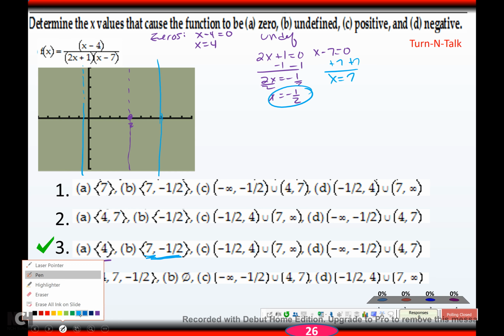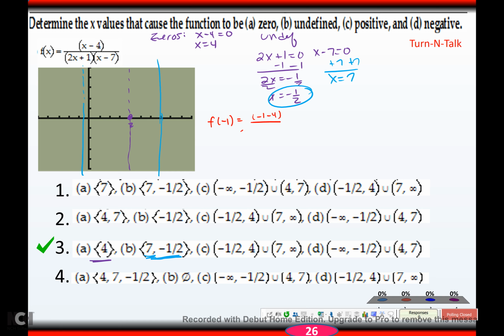Okay, so now we do our sign chart. I'm going to pick something down here. I'm going to pick negative 1. If I find f of negative 1, I'd have negative 1 minus 4 over 2 times negative 1 plus 1, times negative 1 minus 7. The top, that's going to be negative. That's negative 2 plus 1, which is negative. That's negative. That's positive. A negative divided by a positive is negative.